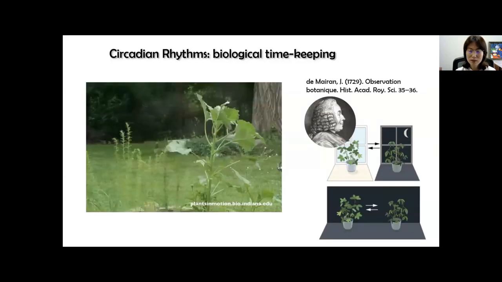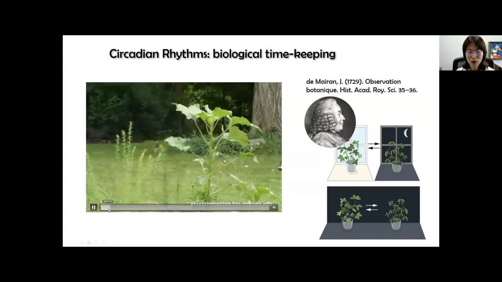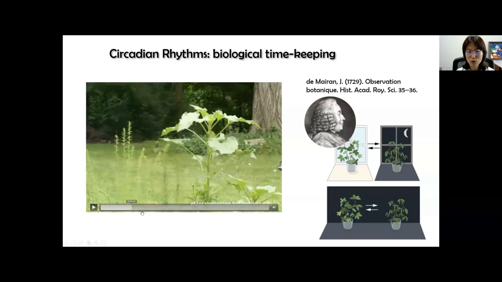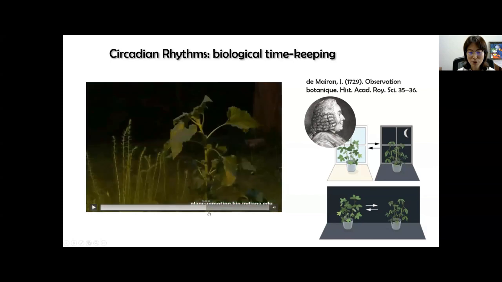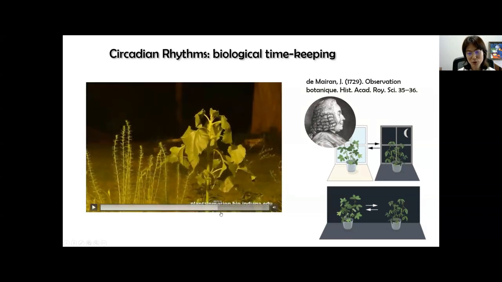So before humans actually had science or anything, even before Jesus Christ was born, around 8 AD, there is a description in a lot of books that there is a circadian rhythm in plants. And here I call this a sun dance: this is a sunflower following the sun's movement. I'm going to fast forward, and then during the night, the leaf is going down.